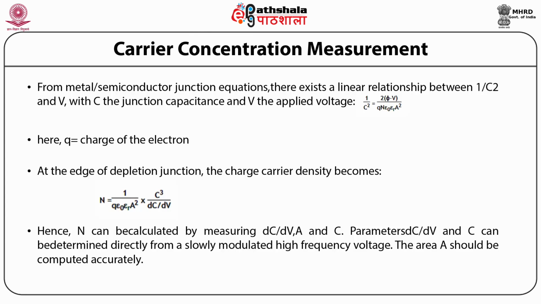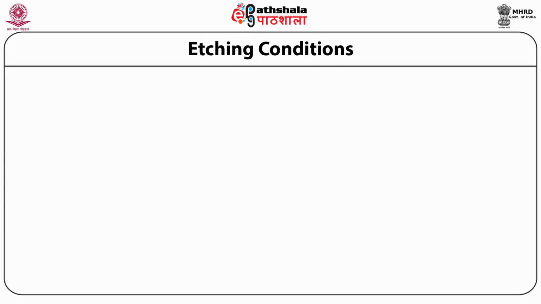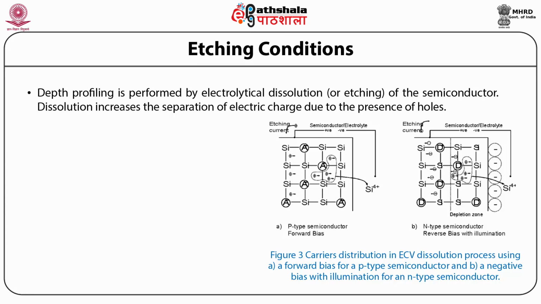Parameters dC/dV and C can be determined directly from a slowly modulated high frequency voltage. The area A should be computed accurately. Etching conditions. Depth profiling is performed by electrolytic dissolution or etching of the semiconductor. Dissolution increases the separation of electric charge carriers due to the presence of holes.